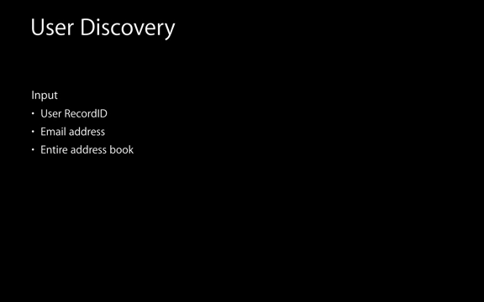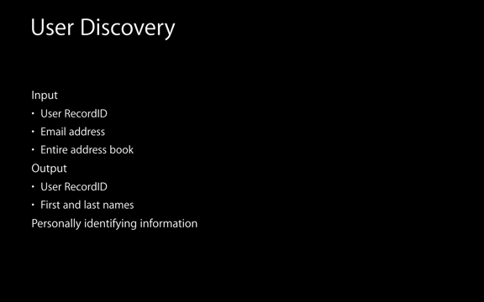So user discovery. These are the three different kinds of inputs that we can have for user discovery. You can start off with a user record ID, an email address, or a request to view the entire address book. What do you get back from user discovery? Well, you'll get back a user record ID. In the latter two cases, that's new information. You also get back the first and last name of this user. Now, of course, it bears repeating, first and last name is personally identifying information, so you're only going to get discovery results for users that have opted into discoverability.